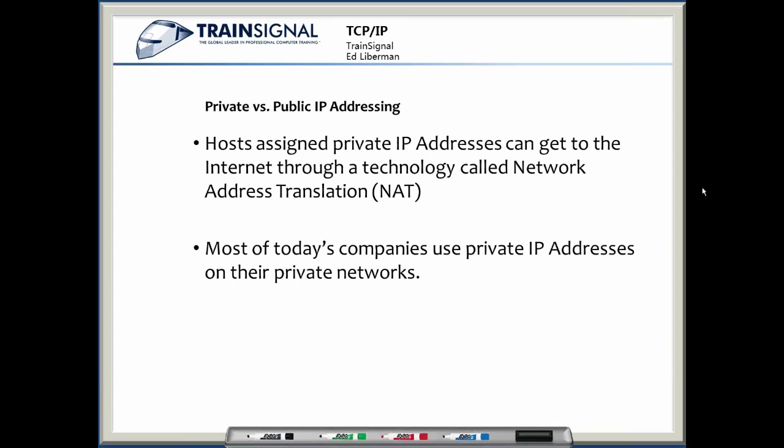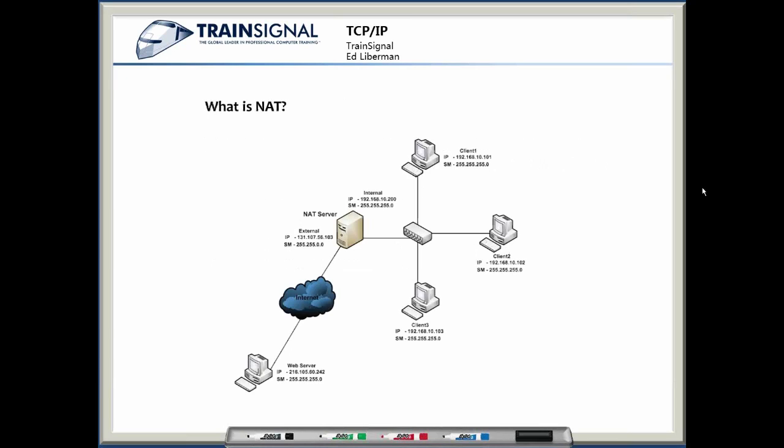Now, I told you I would explain how you're getting on the internet when you may have an IP address of 192.168, and that is through something called Network Address Translation, or NAT. Most of today's homes, companies, anywhere, use private IP addressing on their private networks. This is one of the ways we resolve the situation of running out of IP addresses. Now I'm going to give you a real quick explanation of how NAT works.